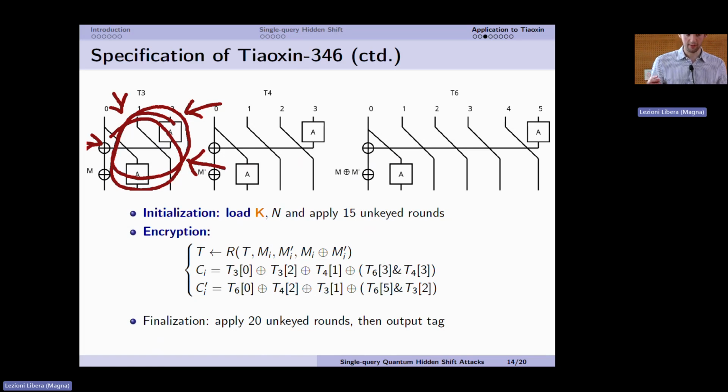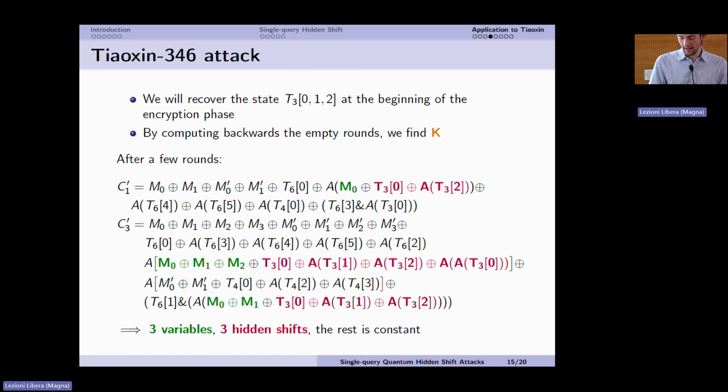The initialization rounds, and we can go back to the key. So if we're able to recover T3 at any point of the algorithm, we're finished. We can recover the key and we're done. So that's the goal. Okay, let's find some hidden shifts.